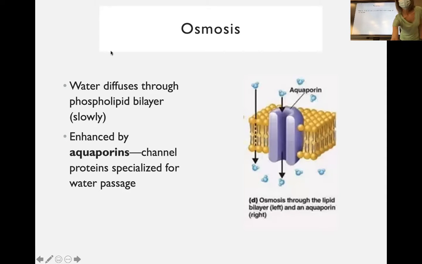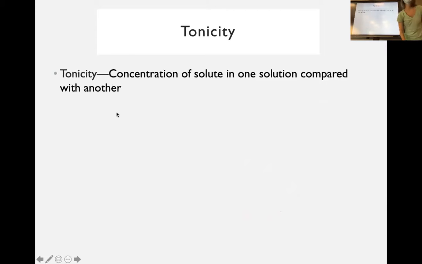Okay, this is where we get into something called tonicity. We're going to talk about solute concentrations. And when I say solute, just remember, you can imagine salt. So salt is the most commonly used example of a solute, something that dissolves in something else. We're going to be talking about the concentration of salt on one side of a cell membrane versus the other side, and what that does to water movement in or out. That's what tonicity is all about.